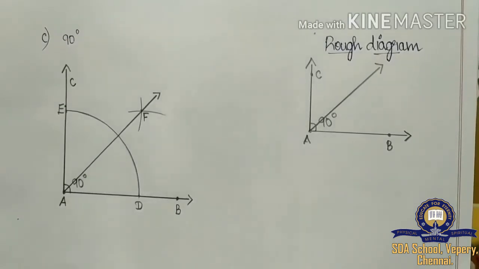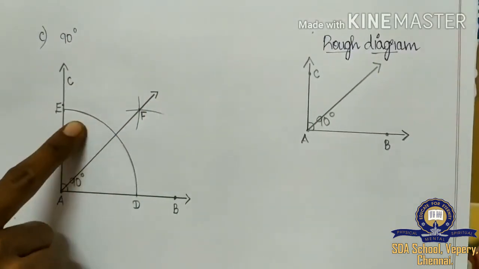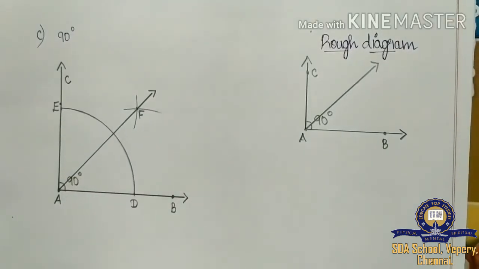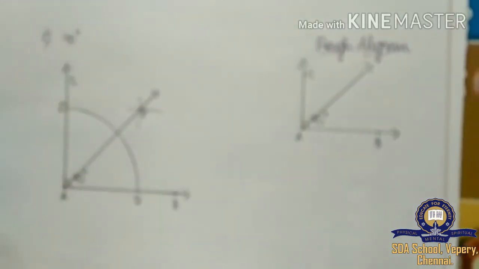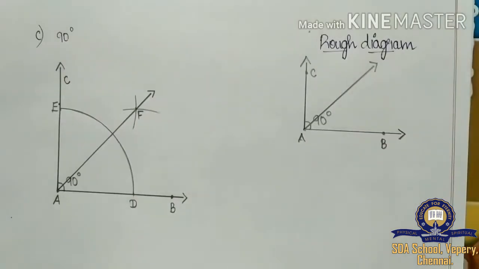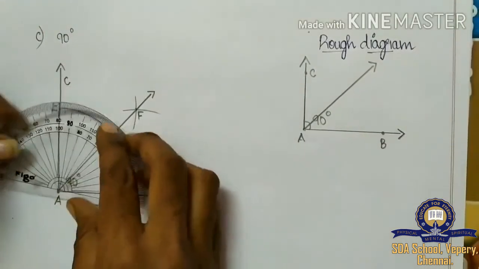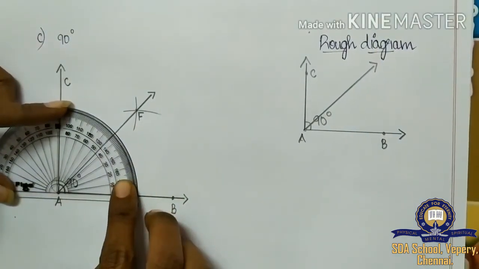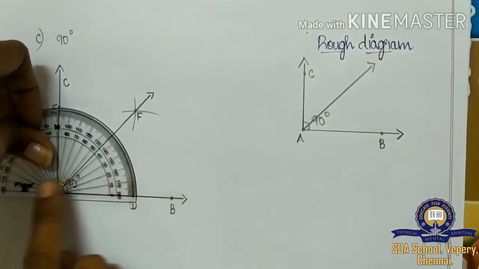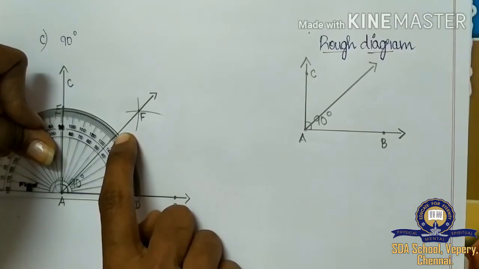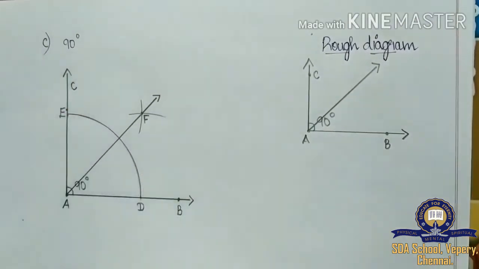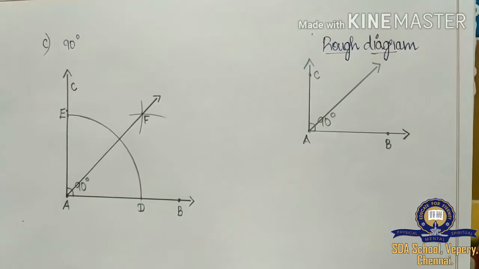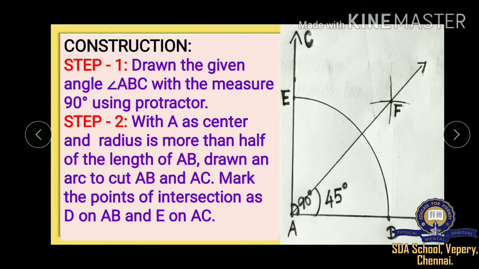Now we are going to check whether the bisector makes two equal angles. So half of 90 degree is 45 degree, right? Take protractor and check whether the angle ABF is 45 degree. See, this is 45 degree. So our geometry is correct. Are you clear, students? We move on to our construction part.